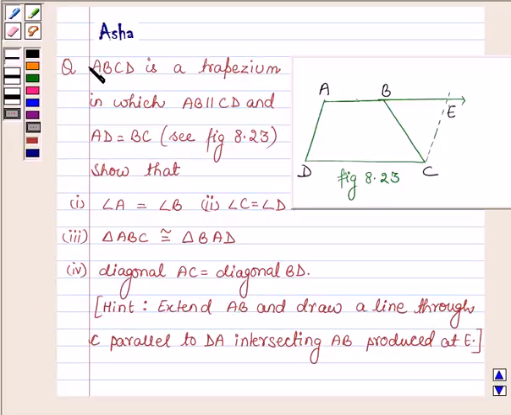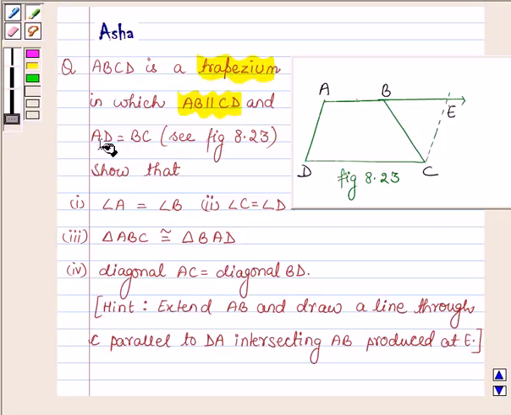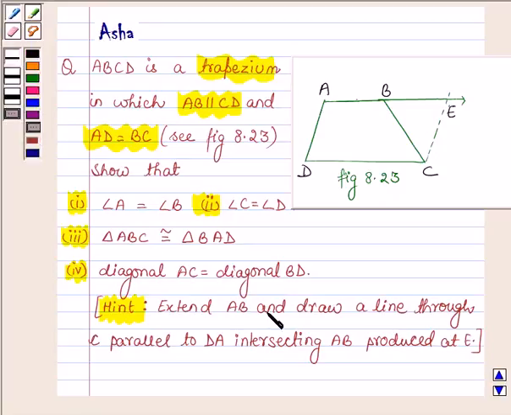I'm Asha and I'm going to help you solve the following question, which says ABCD is a trapezium in which AB is parallel to CD and AD is equal to BC. Show that first, angle A is equal to angle B. Second, angle C is equal to angle D. Third, triangle ABC is congruent to triangle BAD. Fourth, diagonal AC is equal to diagonal BD. Also, we are given a hint. Extend AB and draw a line through C parallel to DA intersecting AB produced at E.